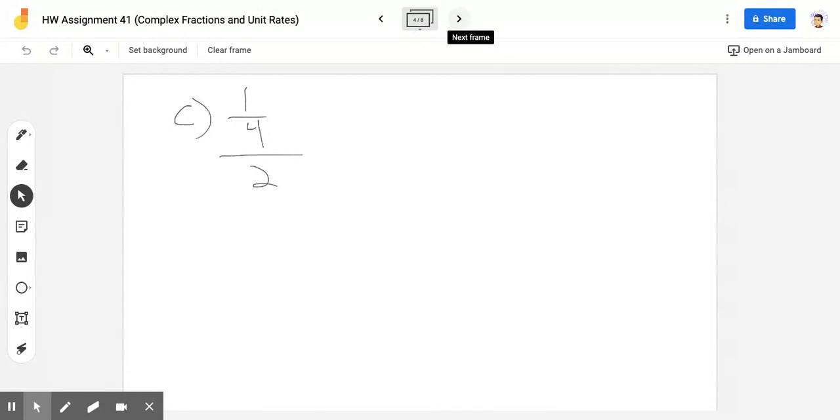And the last one like this, we have 1/4 divided by 2. Let's just write it like that. So 1/4 divided by 2. And if you want to make 2 into a fraction, 2 over 1, which is equal to 1/4 times 1/2, which is equal to 1/8.